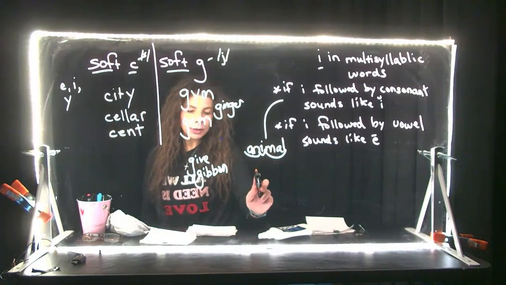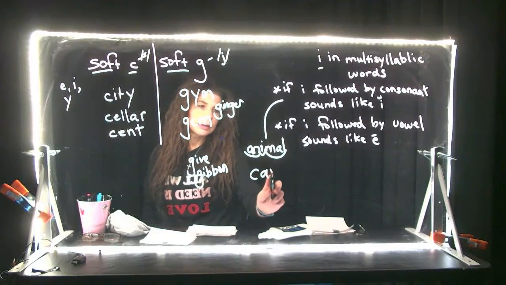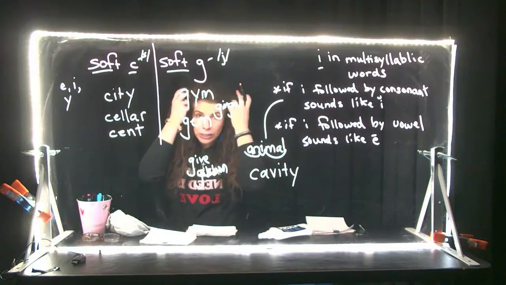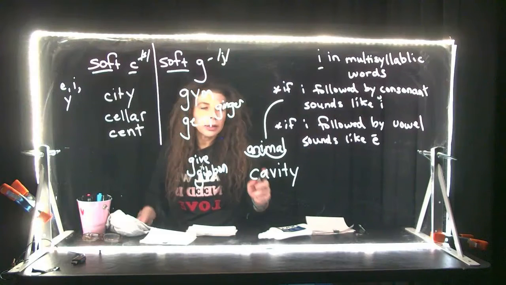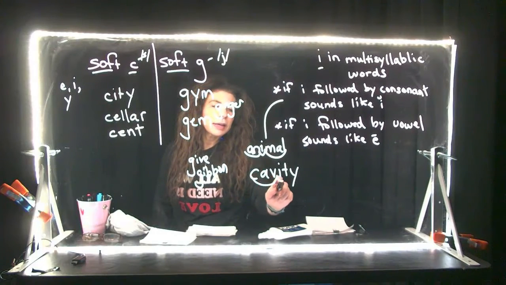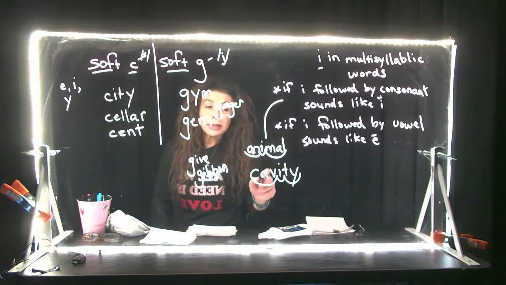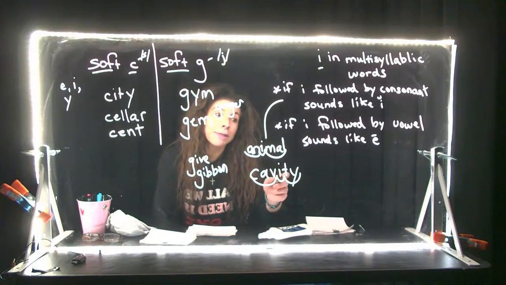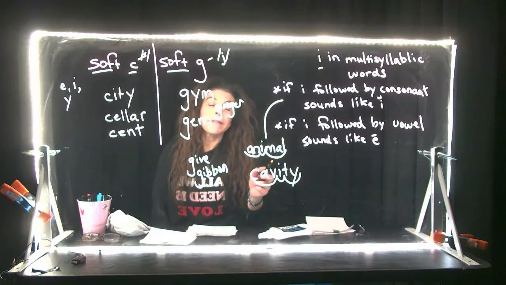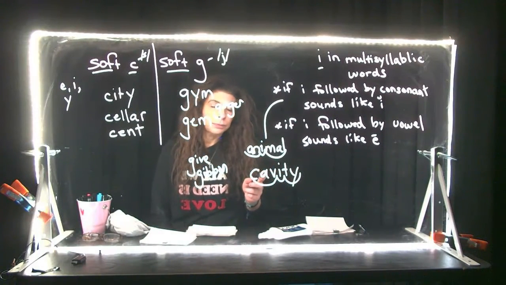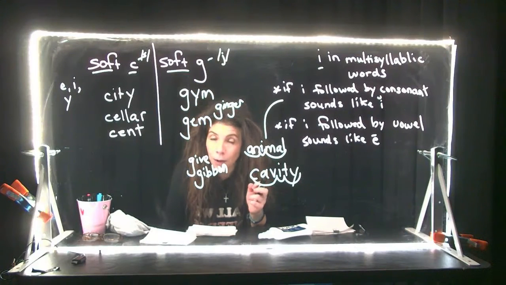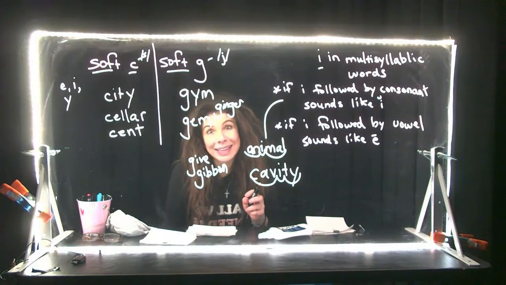Think about the word cavity. If you have a cavity in one of your teeth, cav-i-ty. It's not cav-I-tie or cav-I-t. It's cav-i-ty. If the I is followed by a vowel, it actually sounds like an E.